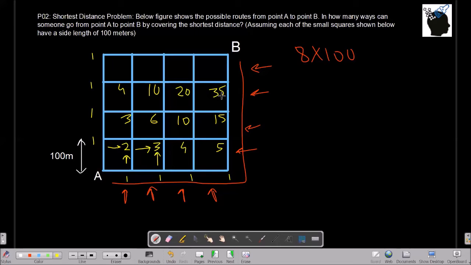35, 5, 15, 35, and 70. That means in total we have 70 possible such routes, which will give us the distance from A to B as 800 meters. Let's try the second method.